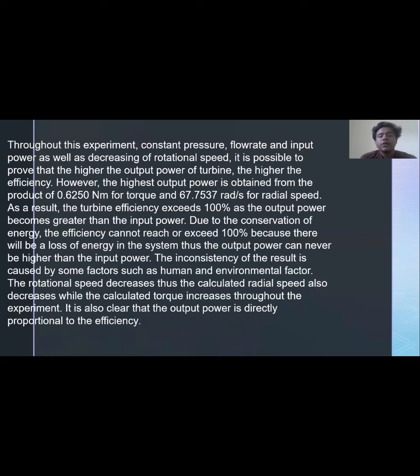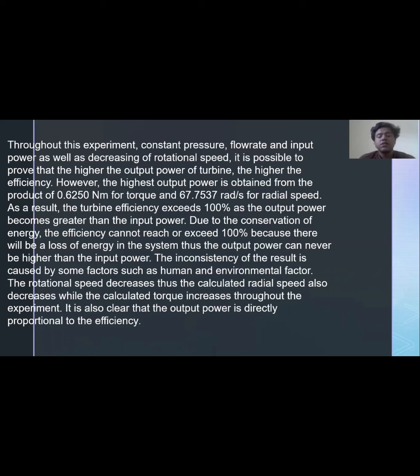Throughout this experiment, with constant pressure, flow rate and input power as well as decreasing of rotational speed, it is possible to prove that the higher the output power of the turbine, the higher the efficiency. However, the highest output power is obtained from the product of 0.6250 Newton meter for torque and 67.7537 radian per second for radial speed. As a result, the turbine efficiency exceeds 100% as the output power becomes greater than the input power. Due to the conservation of energy, the efficiency cannot reach or exceed 100% because there will be a loss of energy in the system.